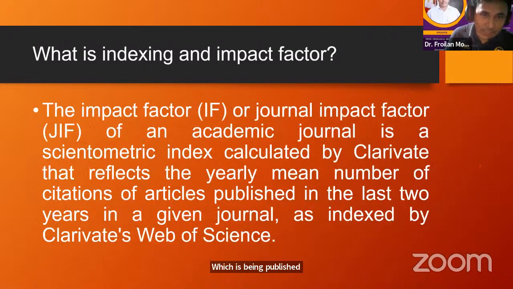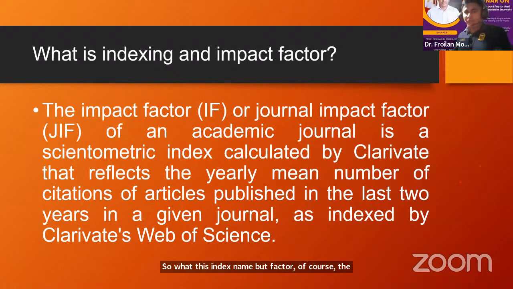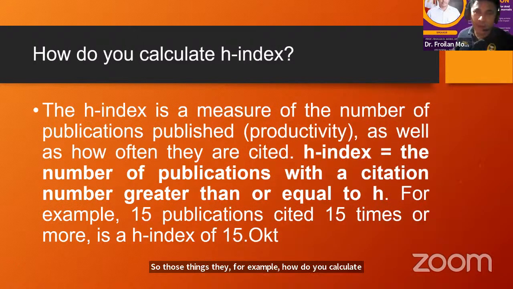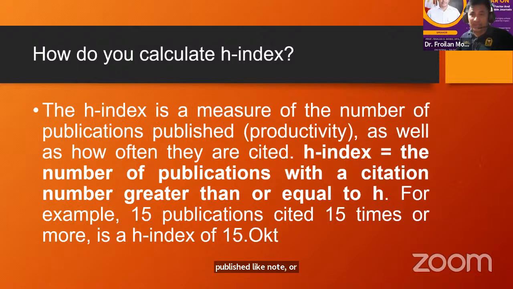So what is indexing impact factor? Of course, the impact factor or IF or journal impact factor is for an academic journal which can contribute to the scientometric indexing, which is calculated by, for example, Clarivate or any other groups. Okay, so those things play a vital role. For example, how do you calculate the H index or the high index? It is measured by the number of publications published, take note, or productivity, as well as how often they are being cited, because citation plays a vital role. Because the number of publications with citations number greater than or equal to H will be processed later. Okay.